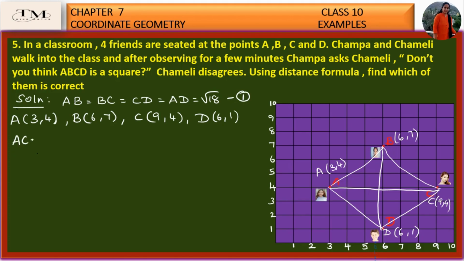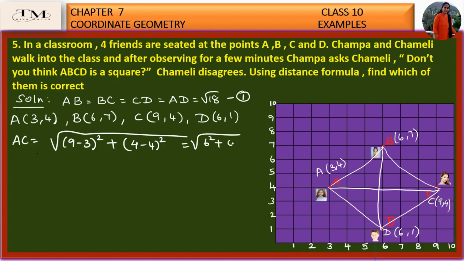So AC is equal to square root of x2 minus x1. So x2 is 9 minus 3. So 9 minus 3 whole square plus y2, y2 is 4, y1 is also 4. So 4 minus 4 whole square. So 9 minus 3 is 6, so 6 square. 4 minus 4 is 0, so 0 square. So 6 square is 36 plus 0. So 36 plus 0 is 36. So square root of 36 is 6. So AC is equal to 6.